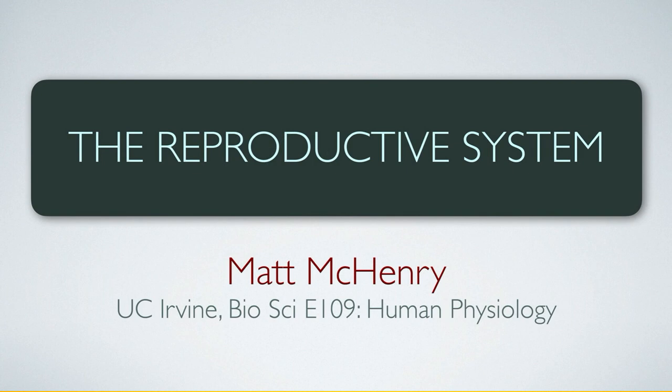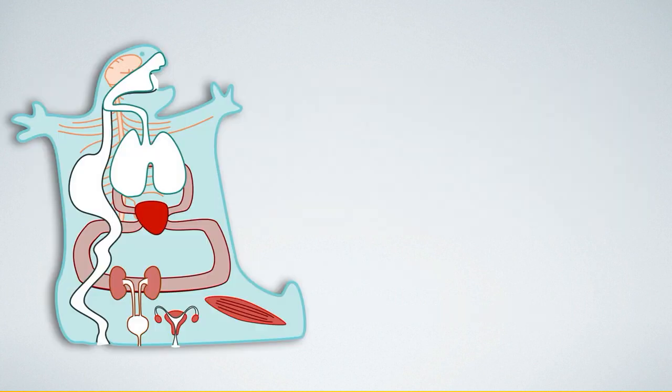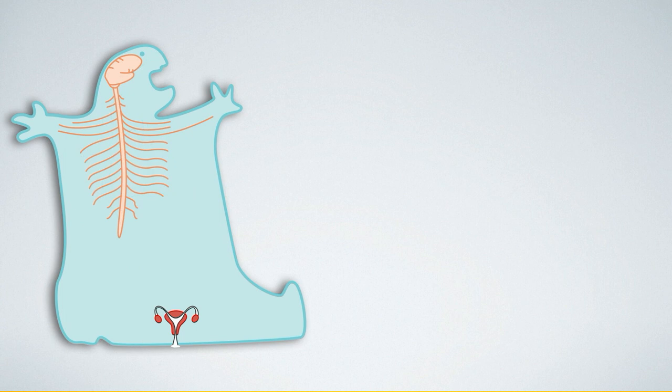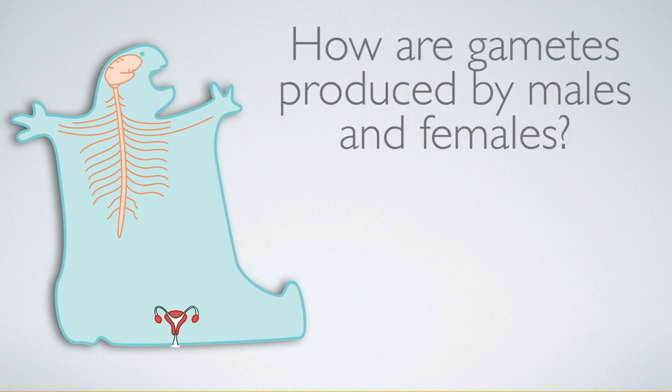We now turn our attention to the reproductive system. We're going to focus on the sex organs in this lecture, largely focused on how gametes are produced. And then in subsequent lectures, we'll talk about the control of that gamete production. So this mini lecture is largely focused on the question of how the gametes are produced by males and females, with particular emphasis on the steps of producing gametes and where that occurs in the anatomy.